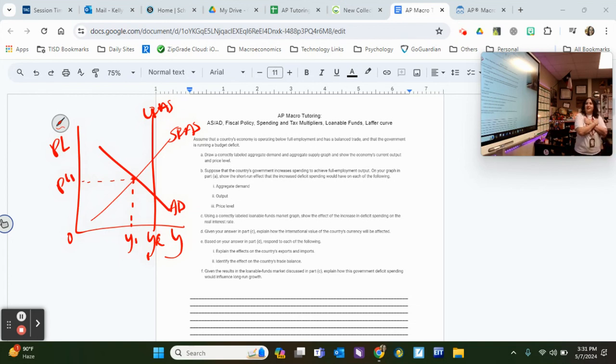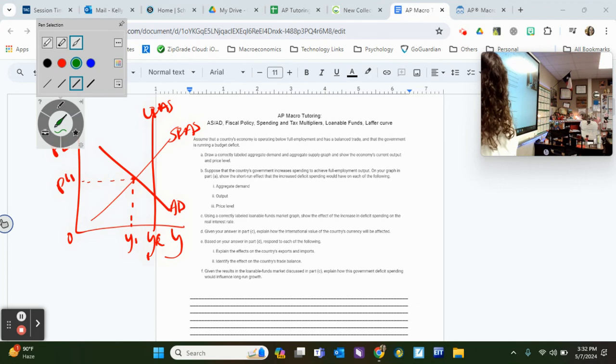Okay, on B. Suppose that the country's government increases spending. On your graph in part A, show the short run effect of the increase in deficit spending on each of the following: aggregate demand, output, and price level. Okay, how's it going to shift? What's going to shift? AD to the right. How far to the right should you shift? Until it's full. It does not say show the long run effects of this, but I would. Maybe make it a nice pretty picture. They're not going to count off if you shift it a little bit or a lot, but why not make it perfect?